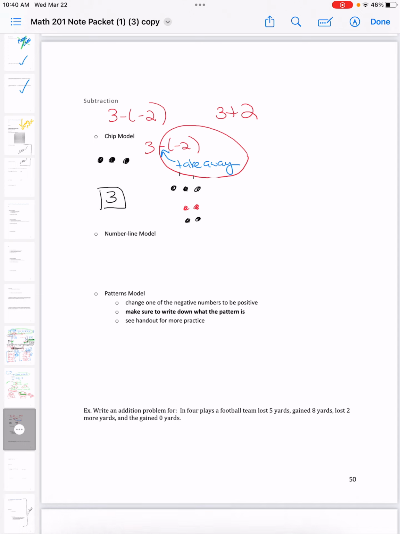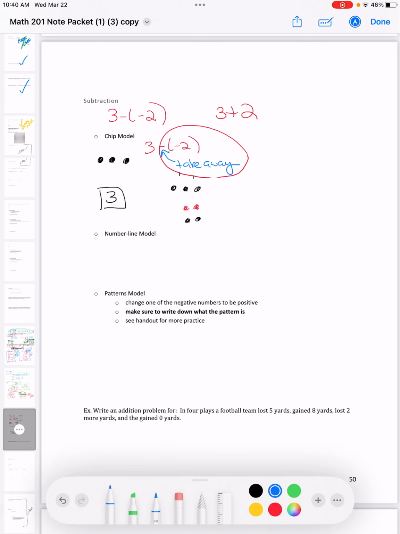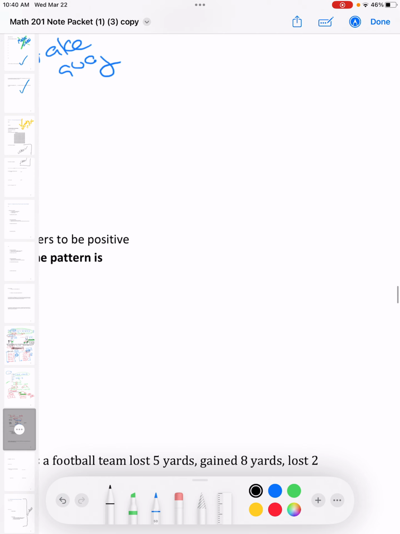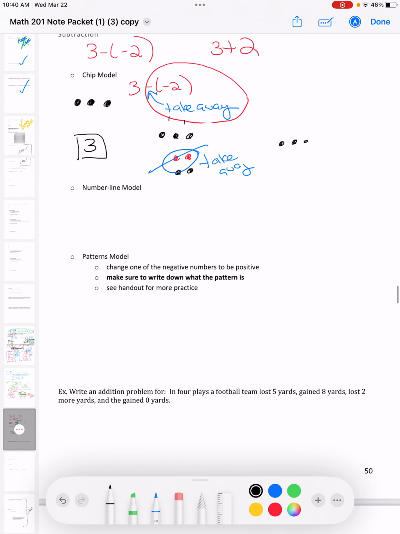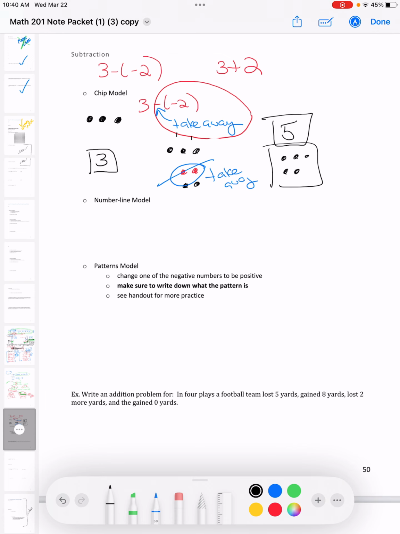Now, I can take away the 2 negatives. I can take those away. I can subtract those. And what I'm left with, that did not turn out the way it was supposed to. What I'm left with are just the black ones. So I'm left with a positive 5, which I know is the answer.